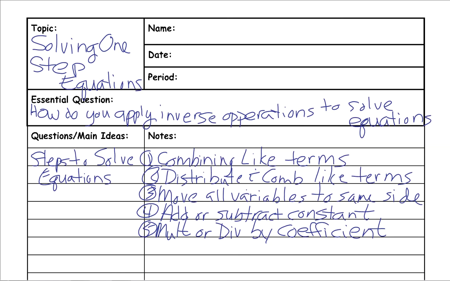For today's purposes, we're only going to be using 4 or 5. You will not always use all 5 of these steps to solve every equation. The more complex they are, the more steps you will need. The less complex, the less steps. So today we will only use 4 or 5.